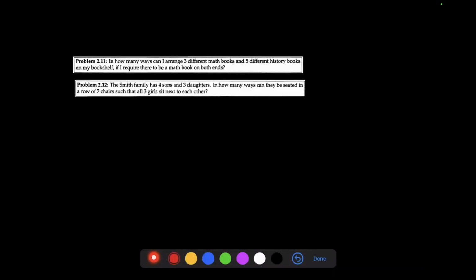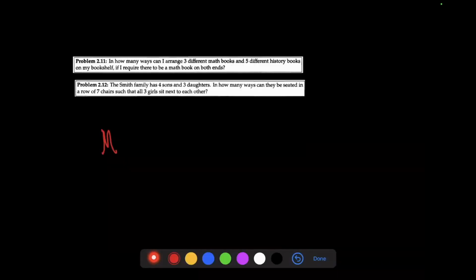So now, let's go on with certain restrictions. How many ways can I arrange 3 different math books and 5 different history books on my bookshelf if I require a math book on both ends? So let's deal with the restriction first, because if you do it afterwards, it's going to be kind of hard to complementary count.